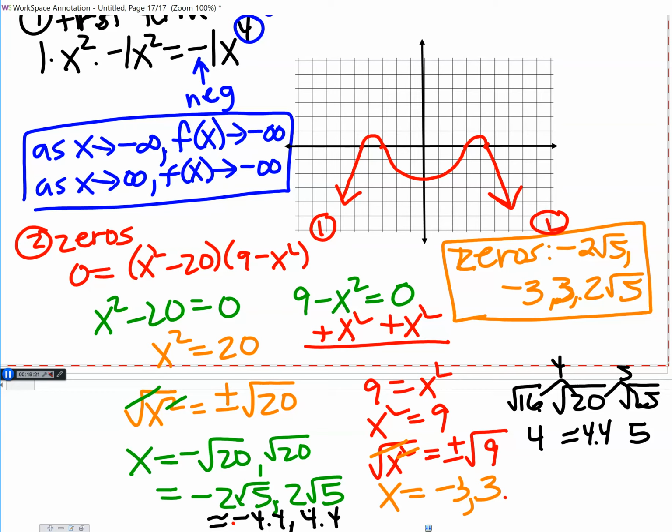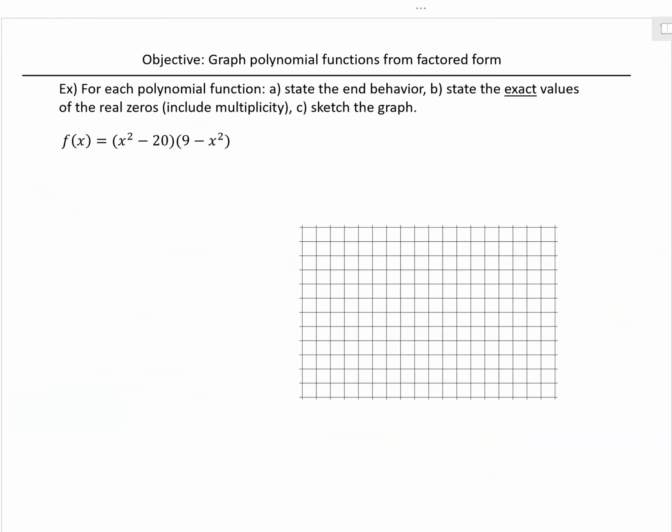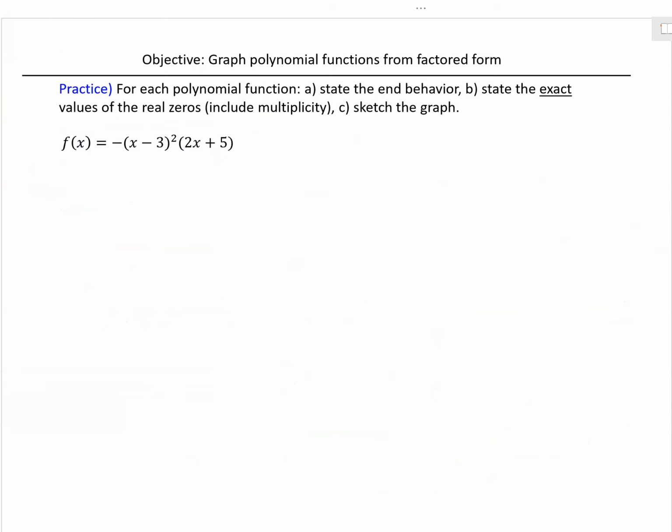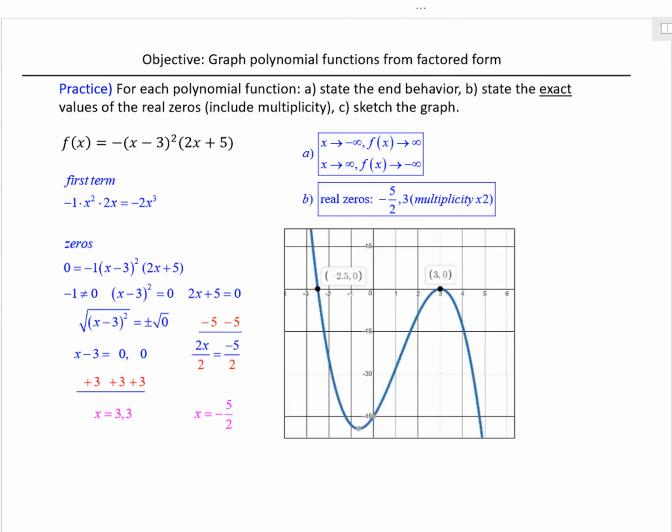All right, let's see what's next. All right, we have a practice. Here you can pause, give this one a try. All right, let's see what we're supposed to have gotten.